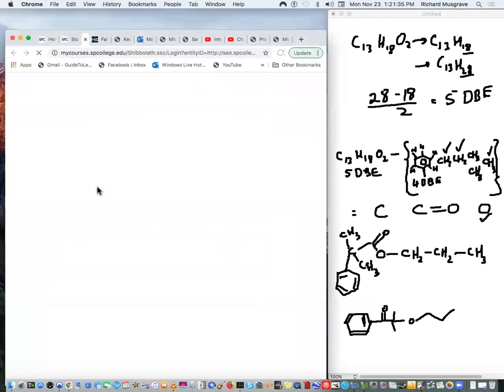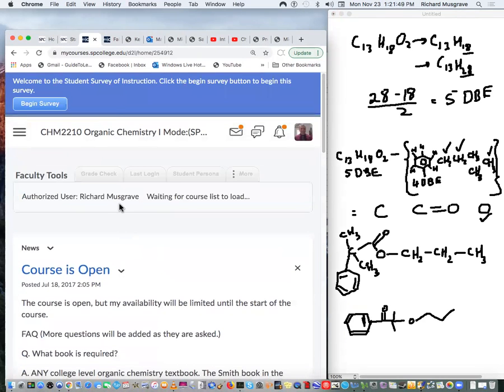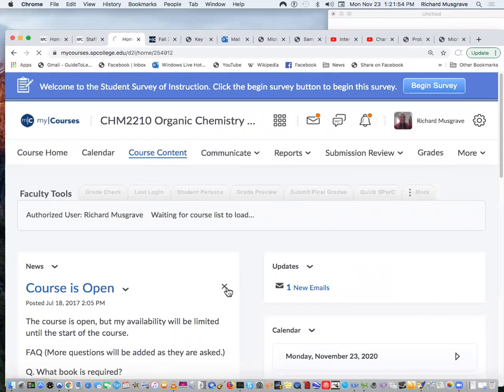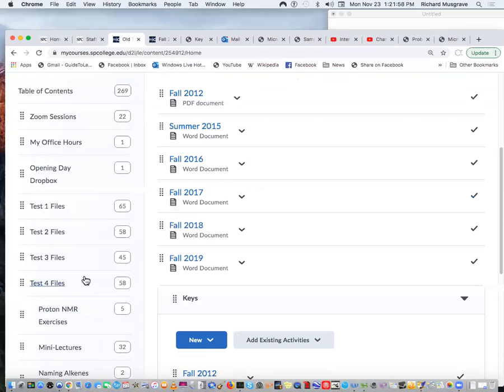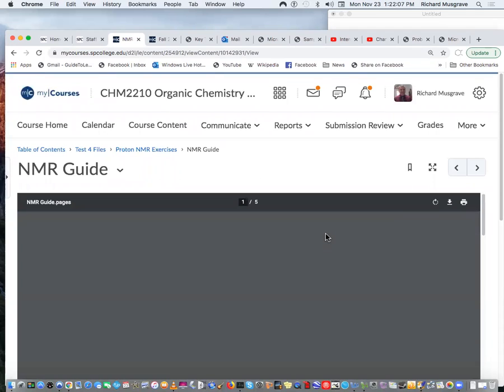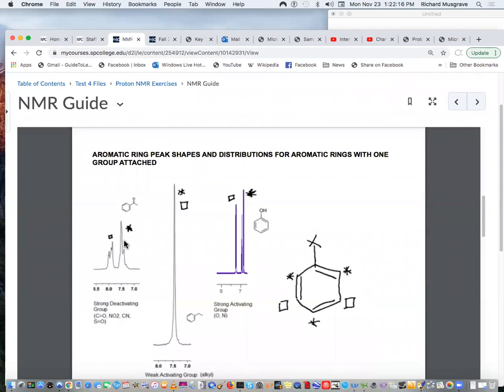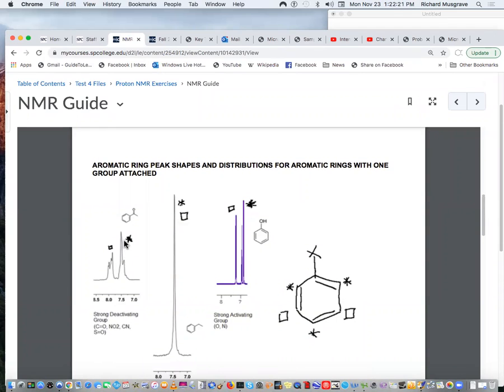I'm going to pull up another instance of my courses here so I can show you something. In the proton NMR exercise file, and also in the PowerPoint notes, I've got this as well. In this NMR guide, I look at what the peak shapes look like when the aromatic ring is attached to different things. You can see when it's attached to a C double bond O, it tends to get split into two and centralized at around 7.5 or 8 ppm. Whereas if it's connected to a regular C, it tends to be more a straightish peak that doesn't get split apart.